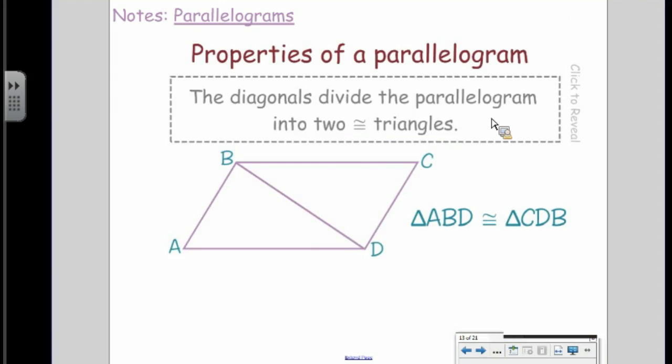This is not one of the properties. Notice it doesn't say 1, 2, 3, 4, or 5. It's just like a bonus, like, hey, this is cool, this is true. The diagonals divide the parallelogram into two congruent triangles.